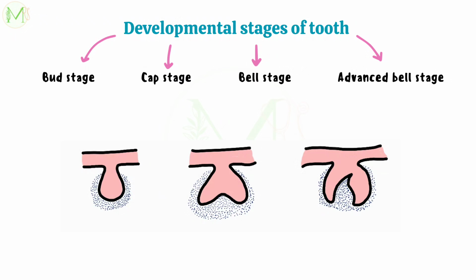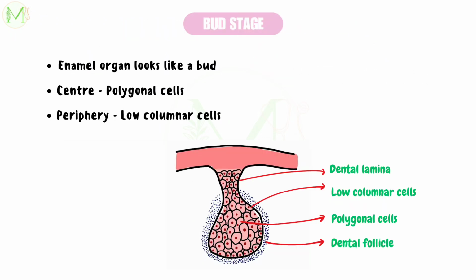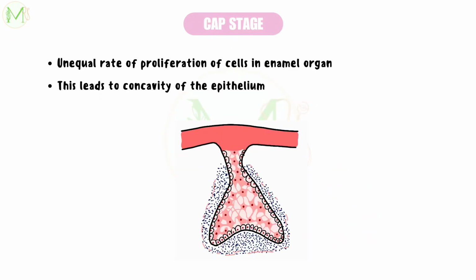There are 4 stages of tooth development. They are bud stage, cap stage, bell stage, and advanced bell stage. In the bud stage, the enamel organ takes the shape of a bud. At the center, it has polygonal cells and at the periphery, it has low columnar cells. The next stage is called the cap stage. At this stage, the enamel organ assumes the shape of a cap.